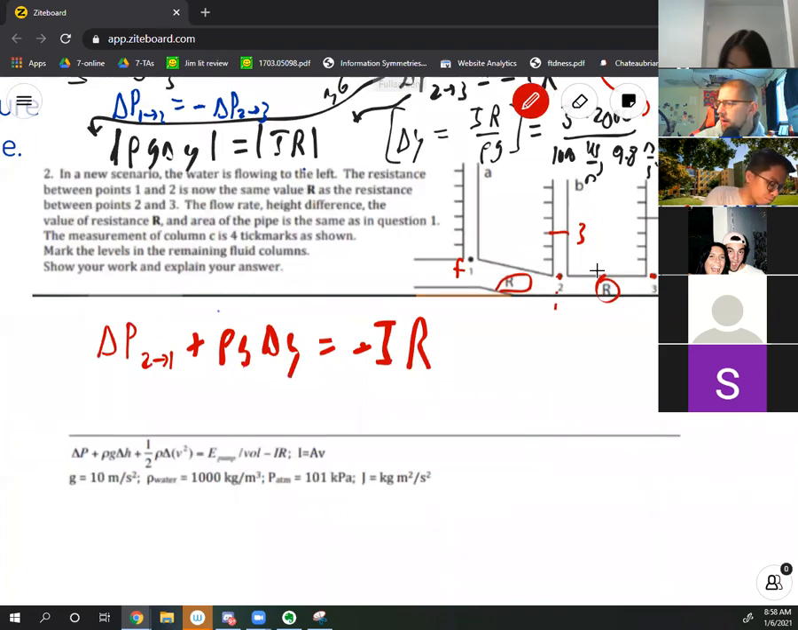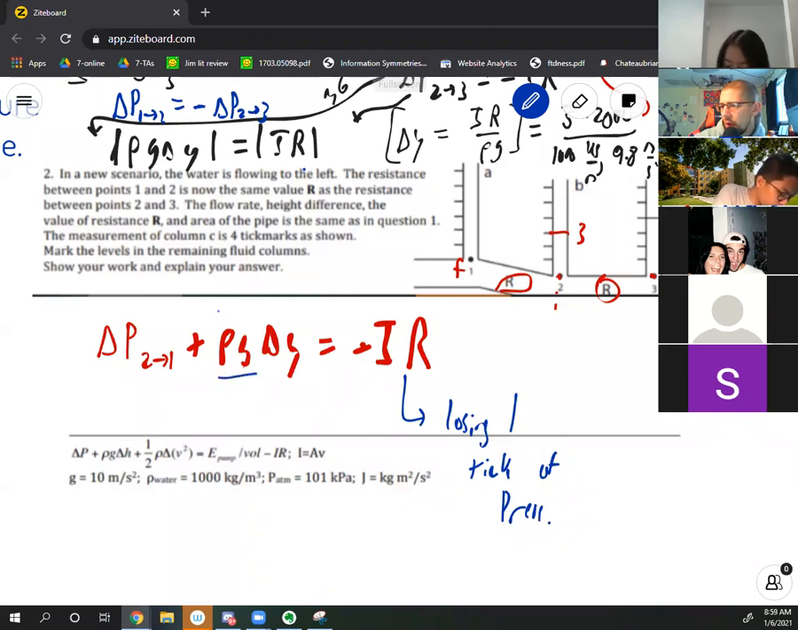So negative IR from the previous part corresponds to 1 tick. I've got the same resistance, I've got the same current, so that's going to take away 1 tick's worth of pressure. This corresponds to losing 1 tick of pressure.